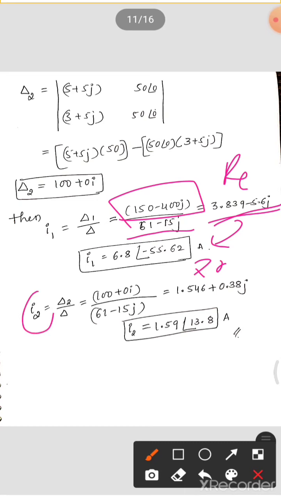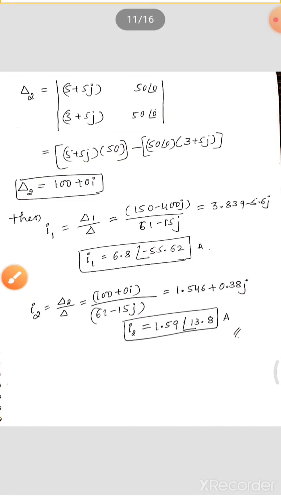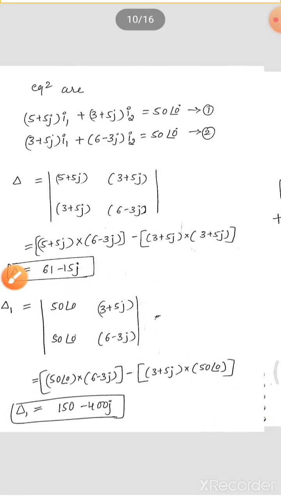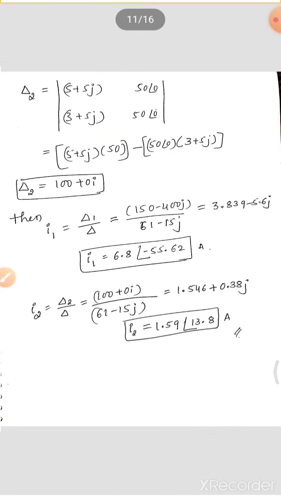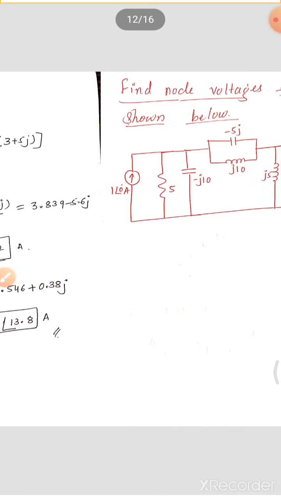Okay, similarly I2 will be delta 2 divided by delta, which is delta 2 is what, 100 plus 0j divided by delta, which is 61 minus 15j. Once you calculate, you get it in rectangular form, convert that, you get polar form, that is 1.59 at an angle 13.8 amperes. Okay, this is how loop analysis, mesh analysis can be done on AC circuits.